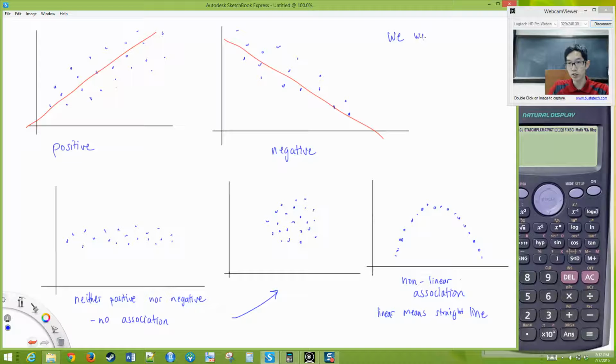Okay, yes. What about straight up, like a parallel line? Parallel. So you go straight up. Oh, vertical. Okay, so that I will also say would be neither positive nor negative, but let me just write this down. So we will only cover linear relationships.